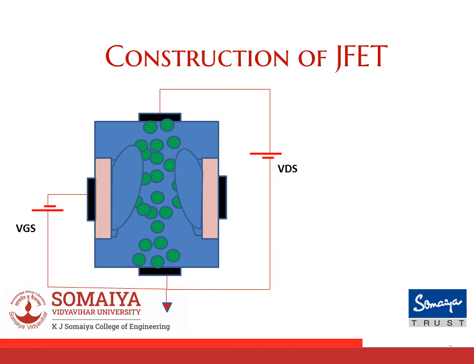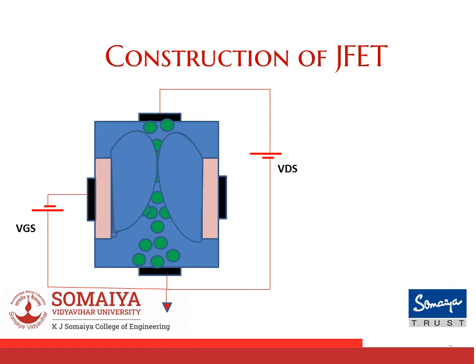Now, as I have increased my VGS, the effective channel width has reduced, and so the number of charge carriers that can travel from source to drain will reduce. If I go on increasing it, my effective channel width goes on decreasing. So by controlling the voltage VGS, I can control the current that flows from drain to source, or in other words, I can control the number of charge carriers that can move from source to drain.